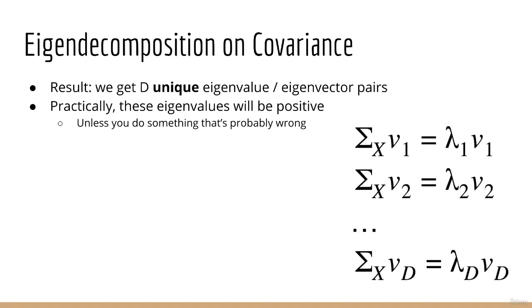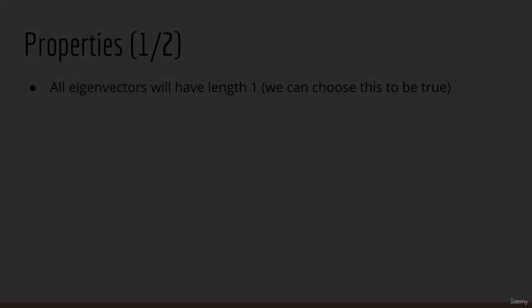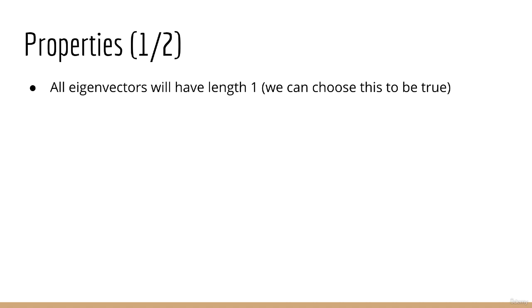Now let's suppose we do eigendecomposition on this covariance matrix of X. What will this give us? Although the details are outside the scope of this course, we will get D unique, non-negative eigenvalues, and D corresponding eigenvectors. For all practical purposes, we can assume that the eigenvalues are positive. There are several important properties of these eigenvectors that we need to discuss. The first property is that they all have length 1. In fact, we can choose this to be the case.